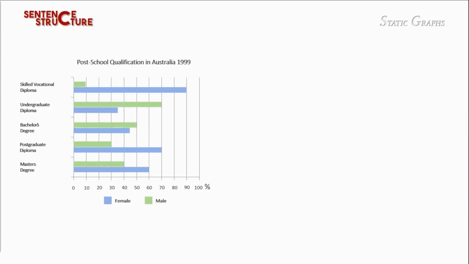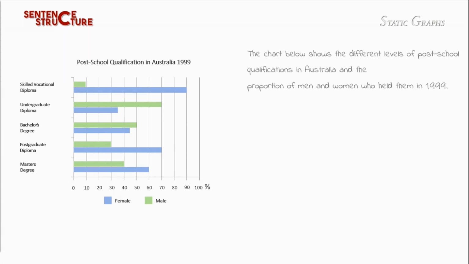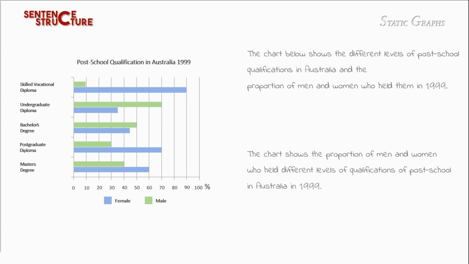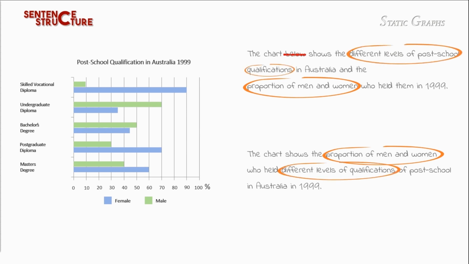Let's proceed to paraphrasing, changing the sentence structure. The chart below shows the different levels of post-school qualifications in Australia and the proportion of men and women who held them in 1999. The chart shows the proportion of men and women who held different levels of qualifications of post-school in Australia in 1999. In this example, we move the phrase proportion of men and women to the beginning of the sentence and specify the word them to post-school qualifications. This way, the sentence structure changed, but we retained the meaning of the original sentence.